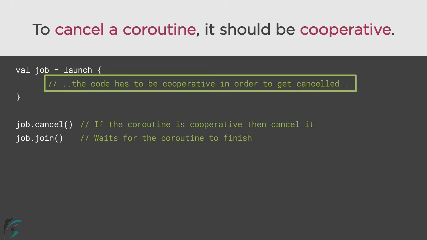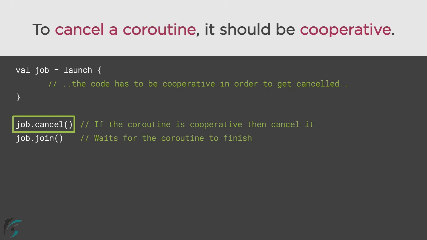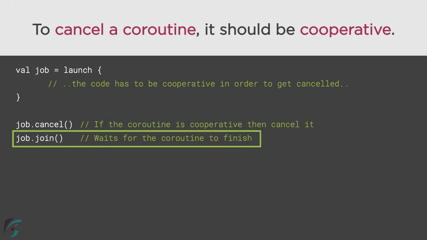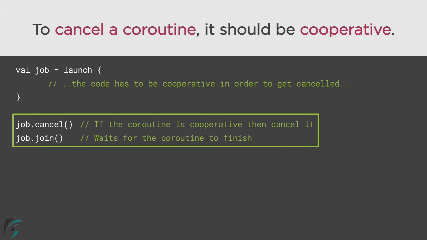Please note this. Now, to cancel the coroutine, we need to call the cancel function on the job object. So if your coroutine is cooperative, then it will get cancelled. But if your coroutine is not cooperative, then it will not get cancelled and it will continue to operate in the usual manner. And when your coroutine fails to cancel, then this join function will wait for the coroutine to finish. In short, this join function will be effective only when this cancel function fails to cancel the coroutine. So again, please note this. This is very important.